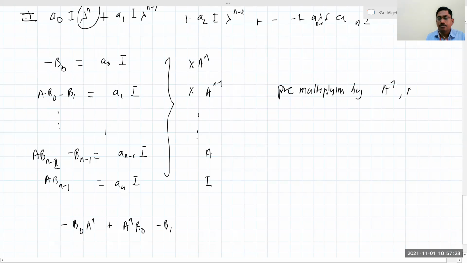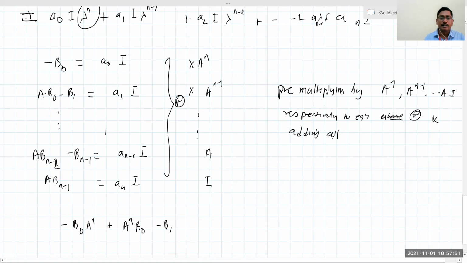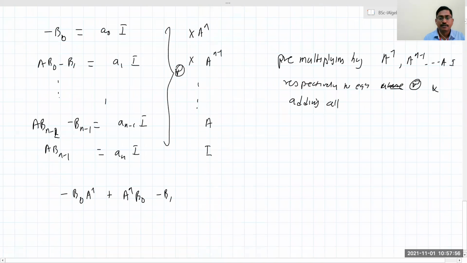pre-multiplying each equation by A raised to n, A raised to n minus 1, and so on, A and I respectively, to each equation of star, and adding all, and that will conclude your Cayley-Hamilton theorem here.